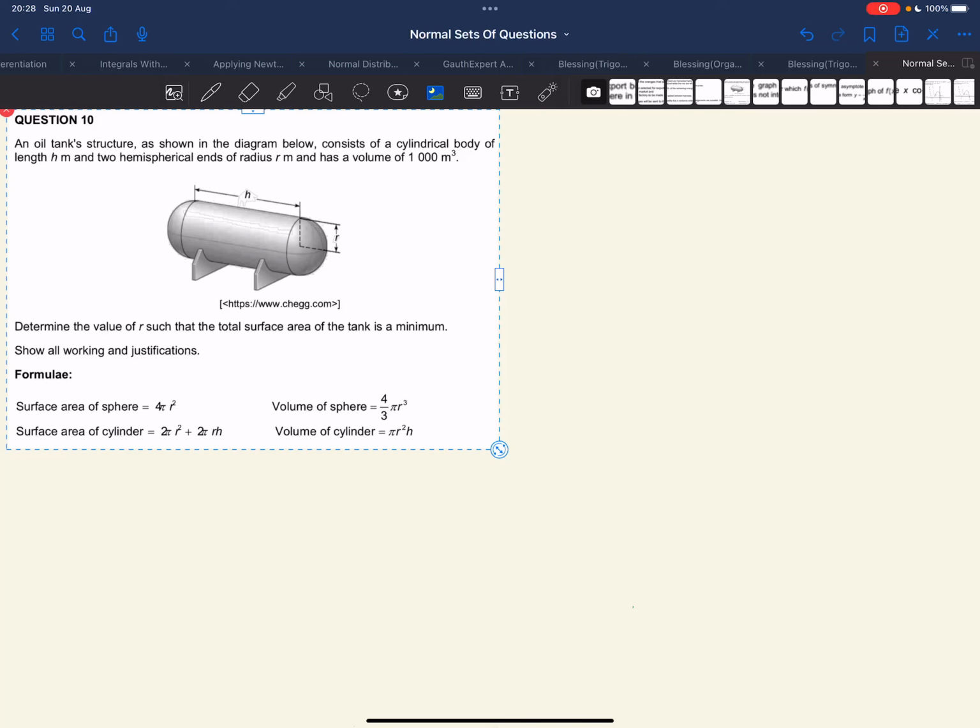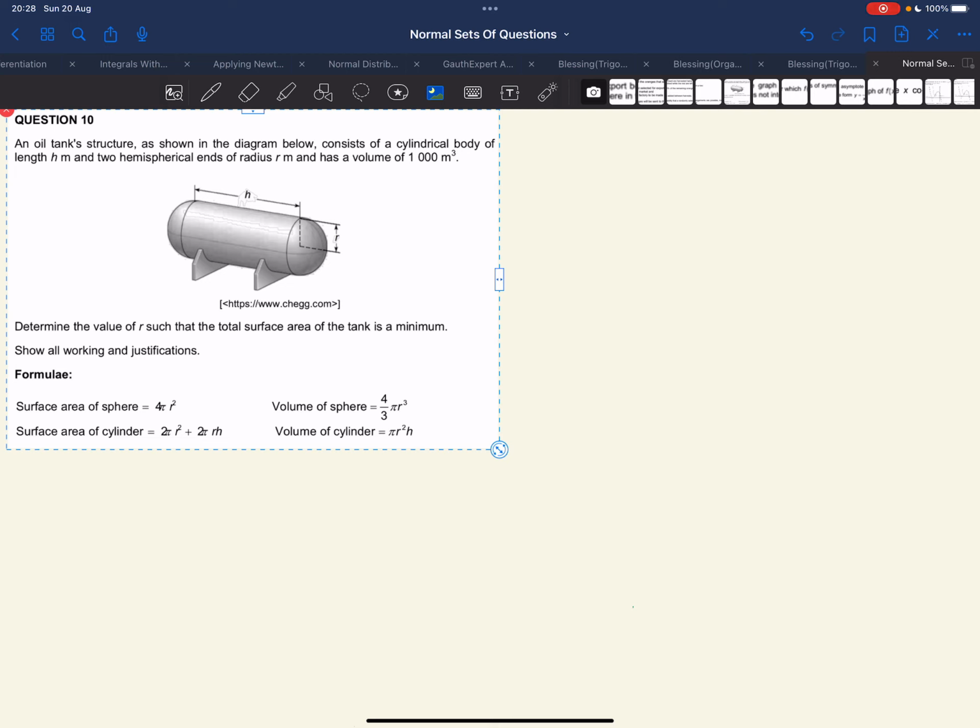Okay, right. Now we're in question 10. In question 10, they say that an oil tank structure, as shown in the diagram below, consists of a cylindrical body of length h meters and two hemispherical ends of radius r and has a volume of 1000 meters cubed. Determine the value of r such that the total surface area of the tank is a minimum, showing all working and justifications.